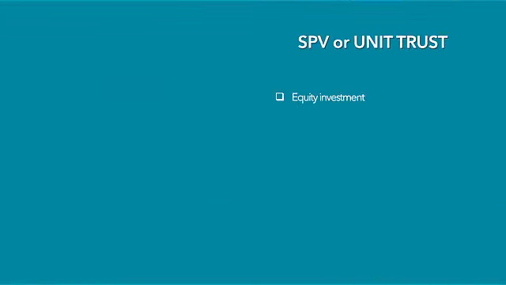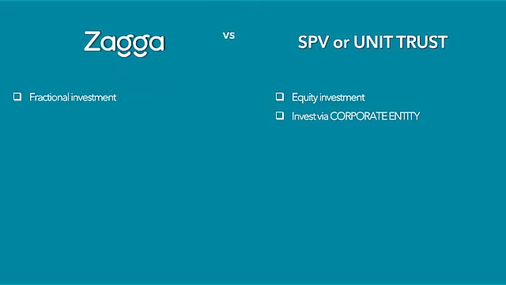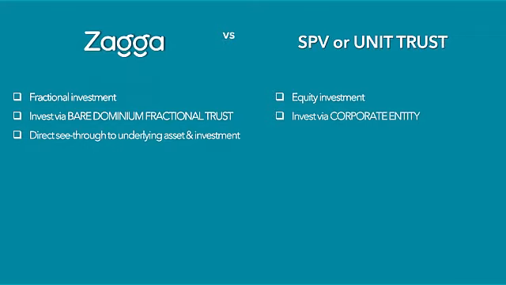So as I said, Zagga is structured through a fractional investment, whereas the classic SPV or unit trust would be an equity investment. The difference is that in the equity investment through the SPV or the unit trust, you're really investing via a corporate entity, which could be a company or a trust or a unit trust. Whereas on the Zagga structure, you're actually investing through a bare dominium fractional trust. That means that you have direct see-through to the underlying asset and the underlying investment.